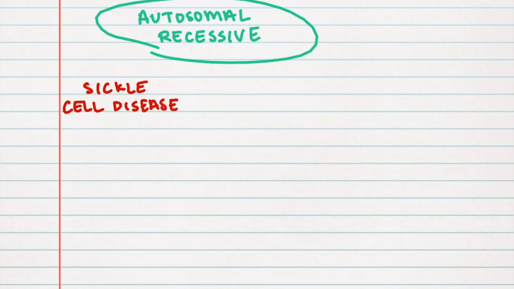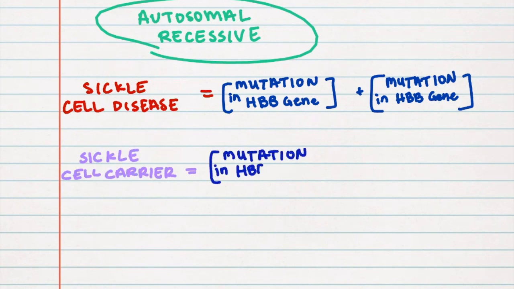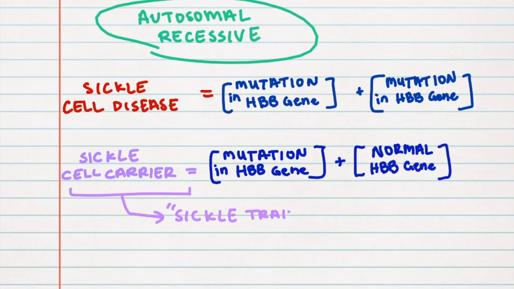Sickle cell is an autosomal recessive disease, so a mutation in both copies of the beta-globin gene is needed to get the disease. If a person has just one copy of the mutation and one normal HBB gene, then they are sickle cell carriers, also known as the sickle trait.